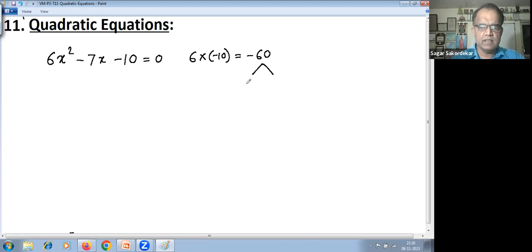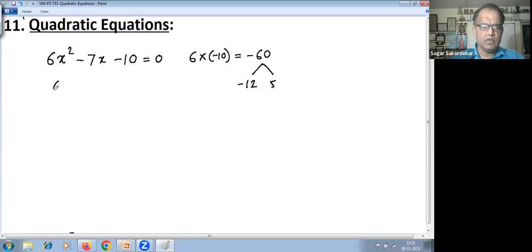And to get this, you can go for 12 into 5. 12 into 5 is 60, but we want negative here, and the sum should be negative, so the bigger factor should be negative. Minus 12 plus 5 is minus 7. Any other factors, if you take 20 into 3 or 15 into 4, all that will not satisfy this. Okay, so the only correct factors are minus 12 and 5. Minus 12 into 5 is minus 60. Minus 12 plus 5 is minus 7.